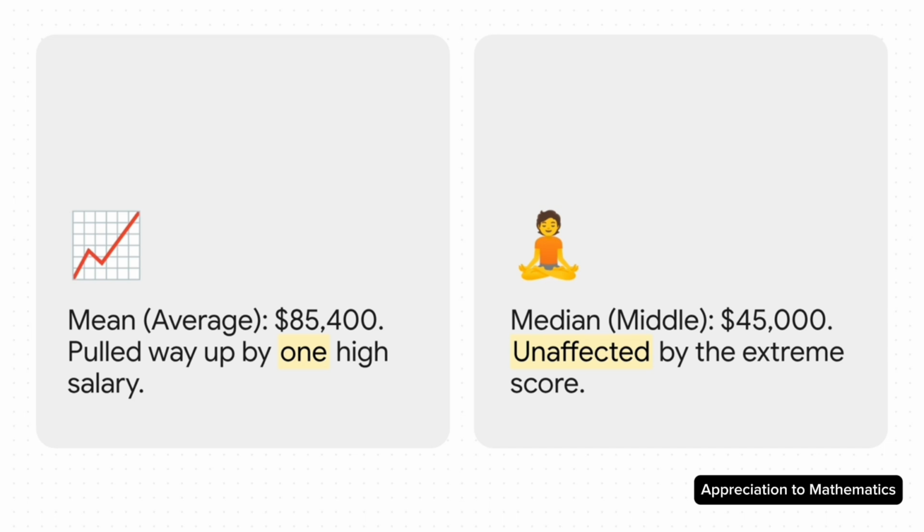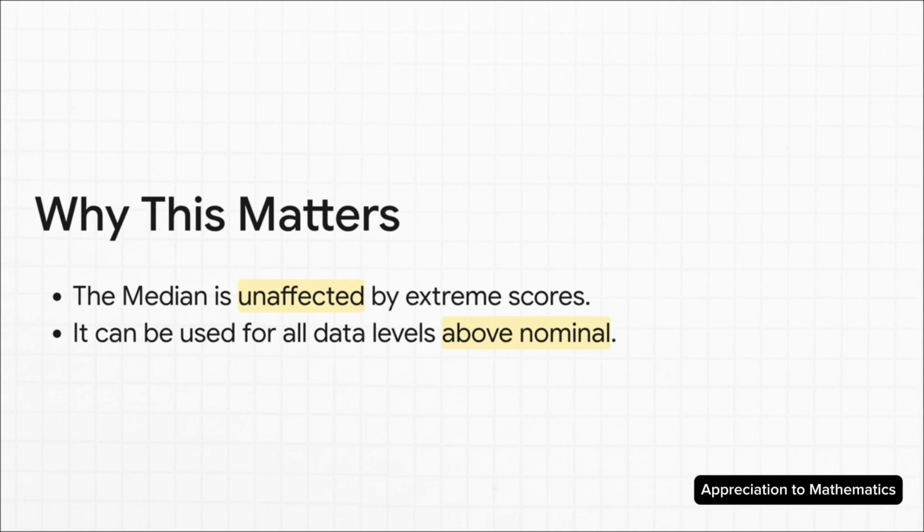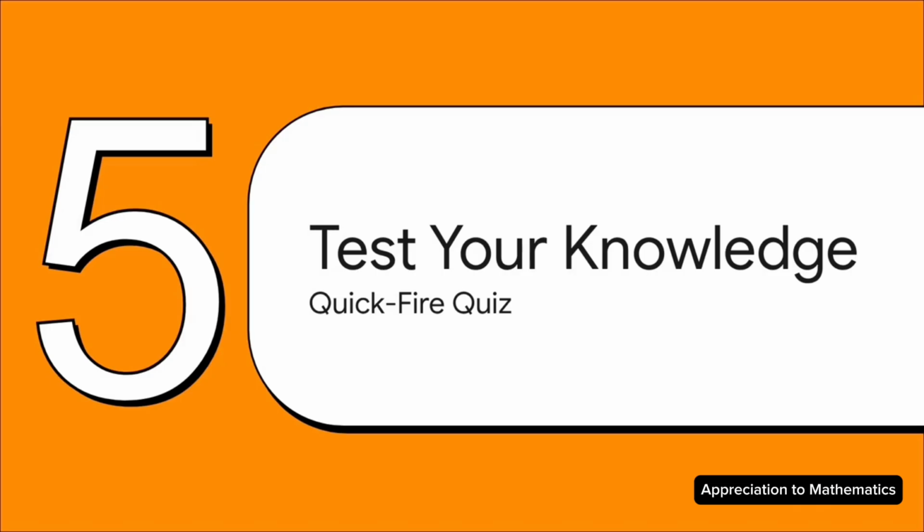So, here's the bottom line. Whenever you're looking at data that has some really extreme high or low numbers, we call those outliers, the median is your best friend. It's going to give you a much better feel for what's typical than the average ever could.